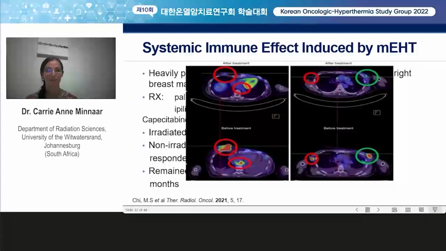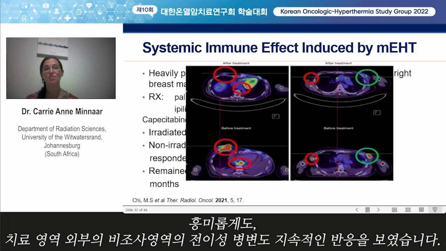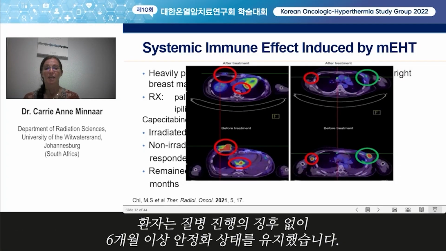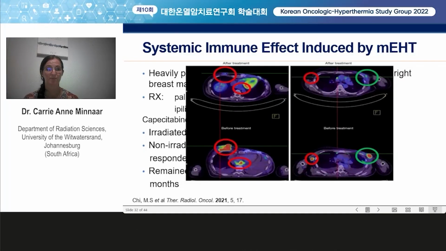Interestingly, as you can see here, the non-irradiated metastatic lesions outside the treatment field also demonstrated a sustained response. The patient remained stable for more than 6 months without indications of disease progression.